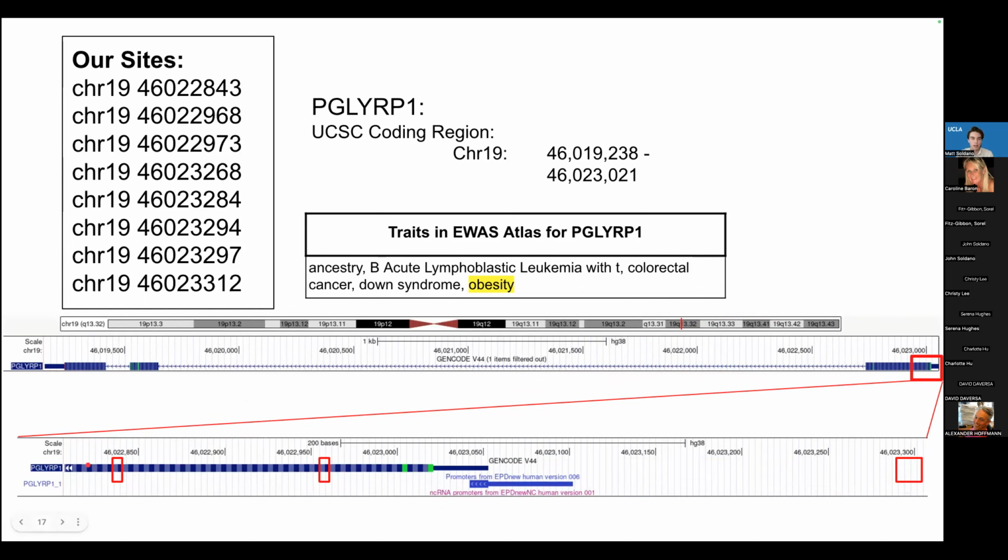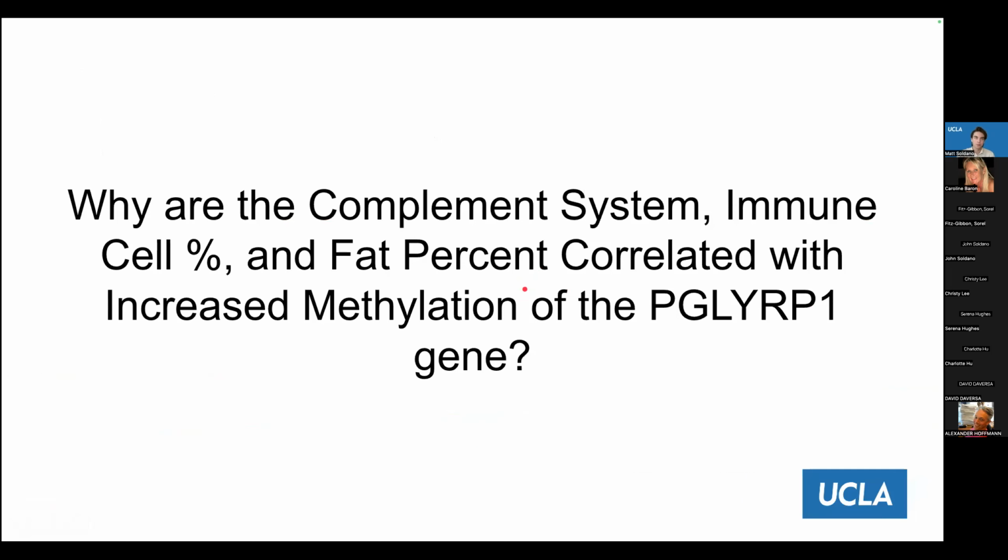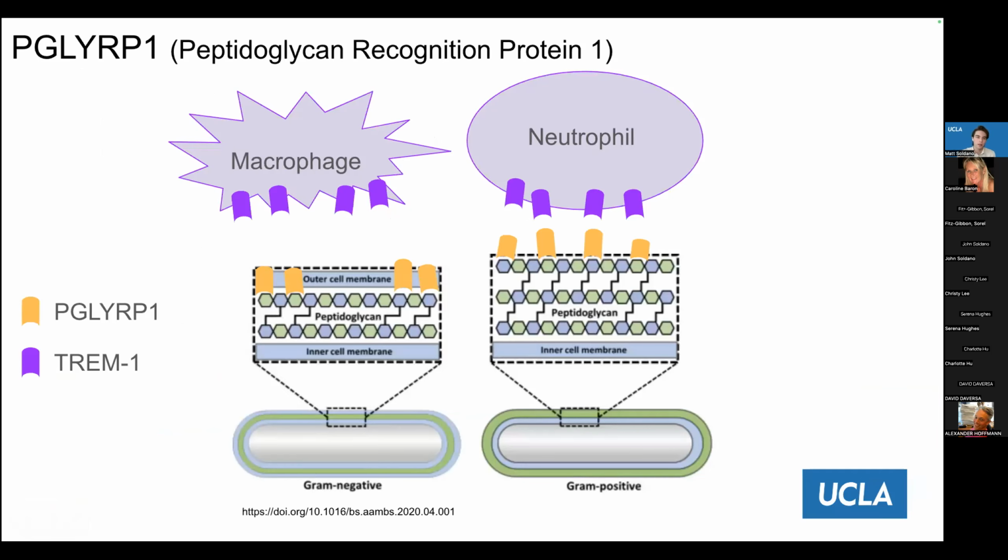It is the peptidoglycan recognition protein. And what is that peptidoglycan recognition protein associated with? Well, it's associated with obesity. So we found, okay, there's an actual biological explanation for maybe why this gene is getting methylated and why it is associated with the complement protein. And so we keep diving deeper. Why are the complement system, immune cell percent, and fat percent all correlated with, but specifically an increased methylation of this PGLYRP1 gene? Why increased methylation?